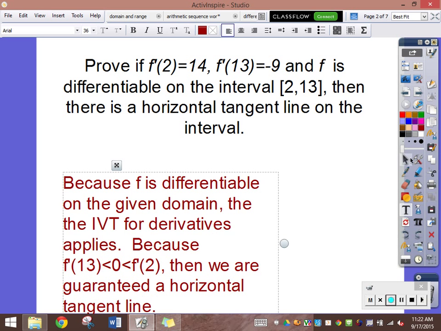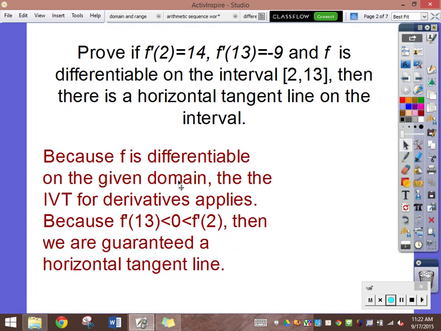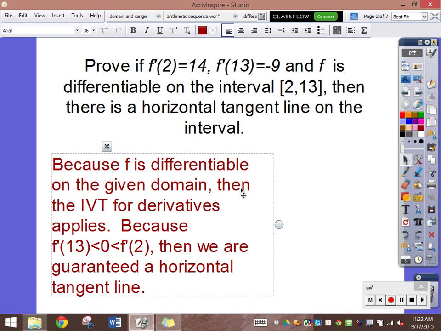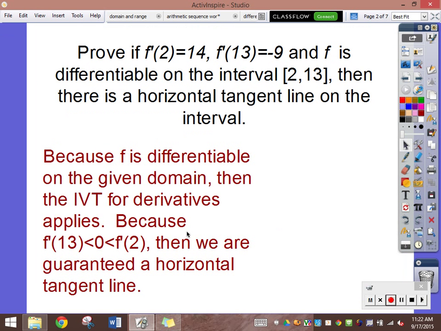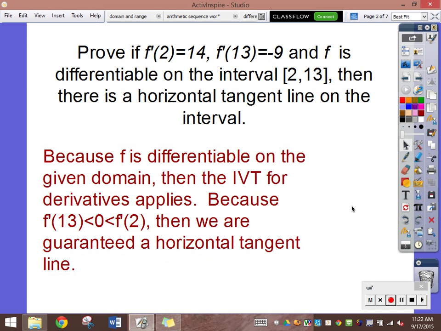So anyone who is familiar with the concepts of calculus reading this will understand that the intermediate value theorem guarantees some derivative value between the two derivatives given. And so all you would have to say is, because f is differentiable, the IVT applies, because that's the requirement for the IVT to apply.